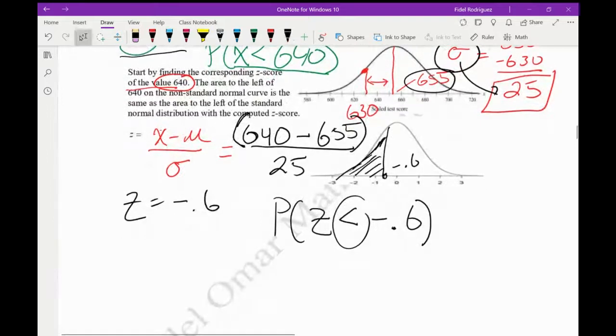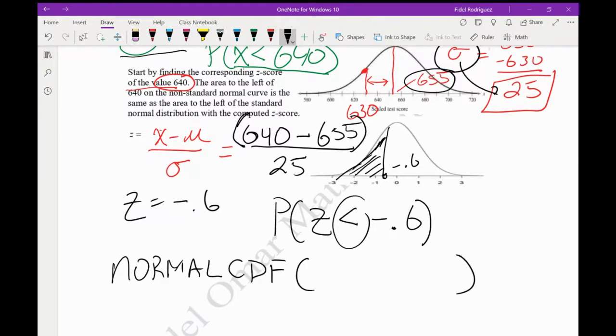Now I want to show you something. Remember, we're going to go normal, CDF. Let me clean this mess up a little bit. We're using this value here of negative 0.6, and I'm looking for the area to the left of it. Does anybody know what my lower limit and my upper limit are going to be? Here's my lower, and here's my upper.